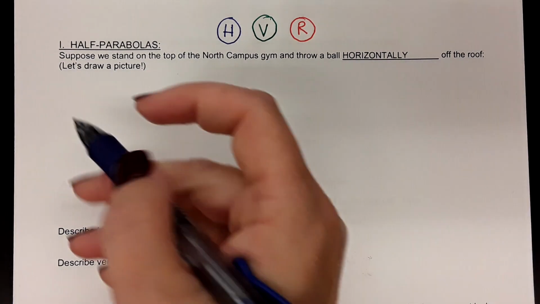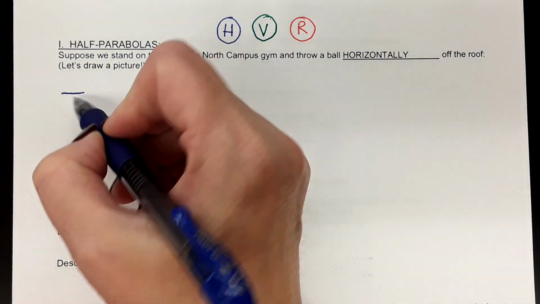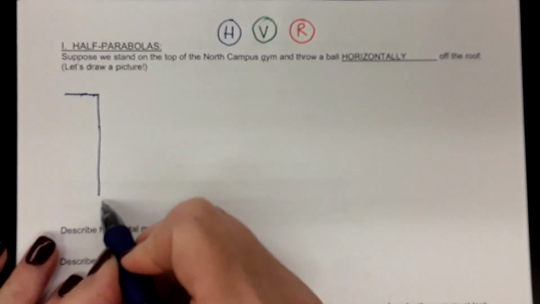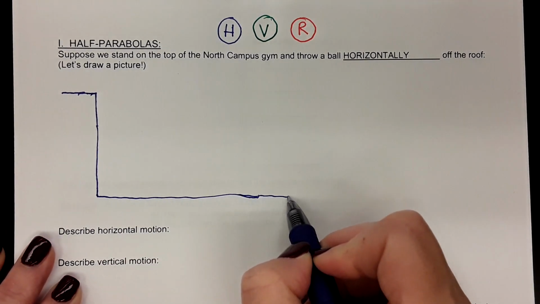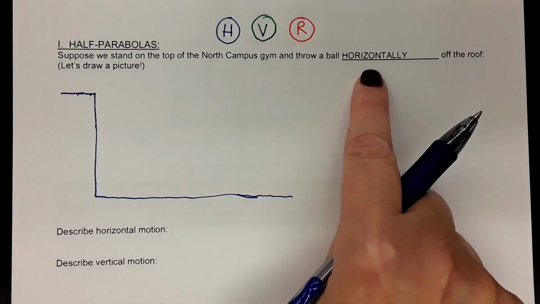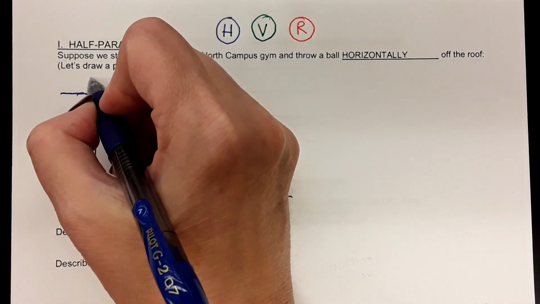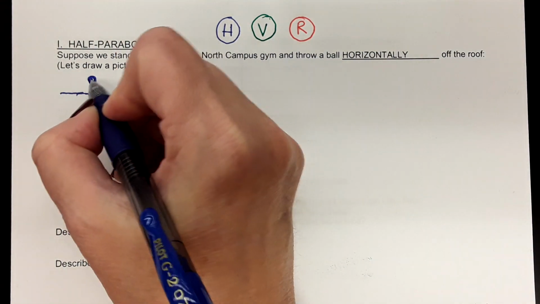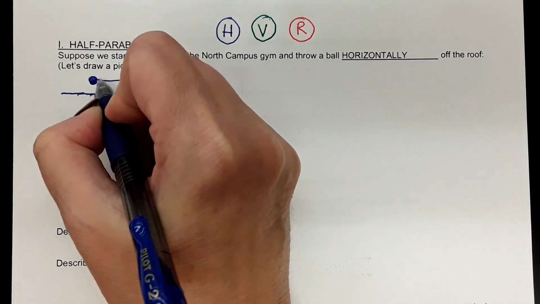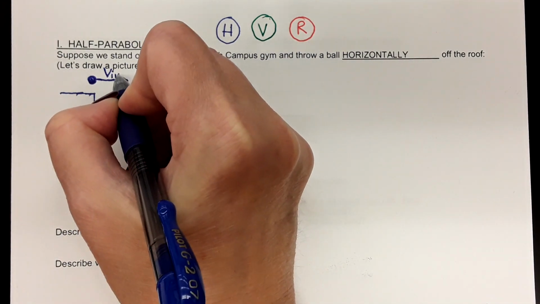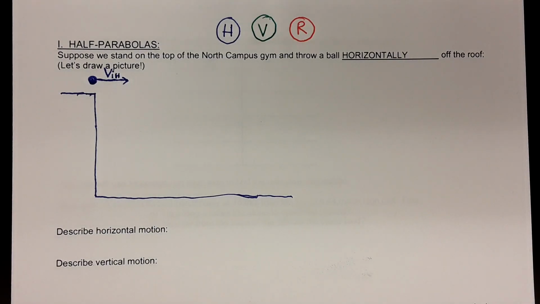Now, let's suppose that we are standing on top of the North Campus gym, because that's a nice high place from which to project objects. So what we're going to do is project a ball horizontally off the building. That means we're going to throw it, and when we release it, it has a horizontal velocity only. No up, no down, simply straight out. Okay? So here's the ball. And it's going to have an initial horizontal velocity, V sub I H, initial horizontal velocity, okay?